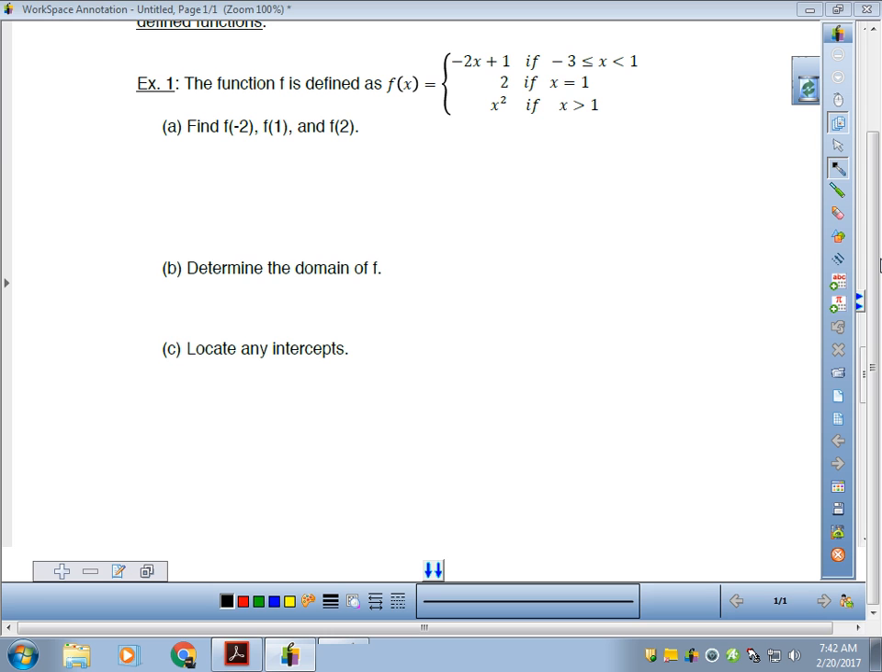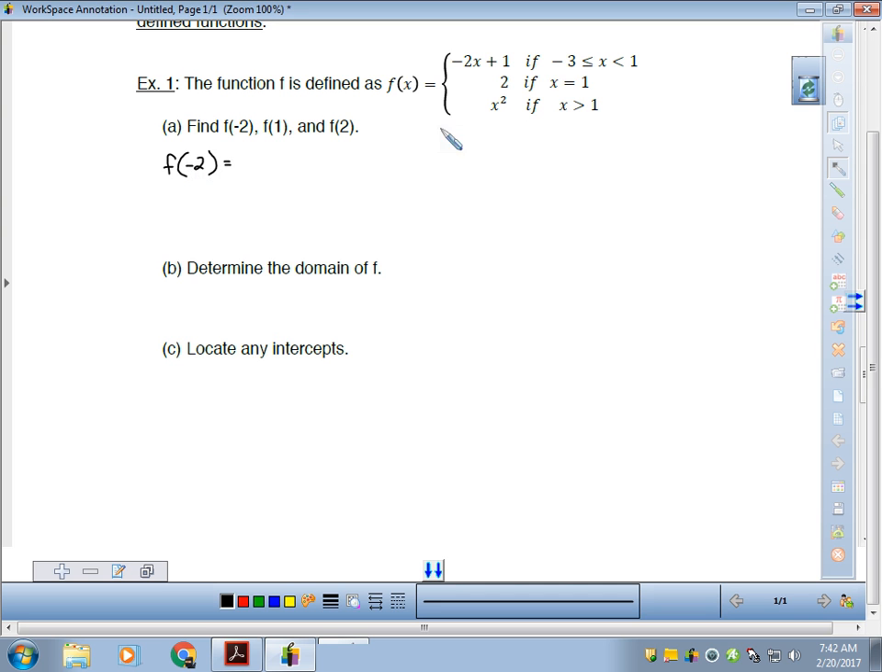Example 1 says the function f is defined as f of x equals this piecewise function: -2x plus 1 if x is between -3 and 1, with -3 included and 1 excluded; 2 if x equals 1; and x squared if x is greater than 1. The first thing it asks us to do is find f of -2, f of 1, and f of 2. Okay, so we're going to start with f of -2.